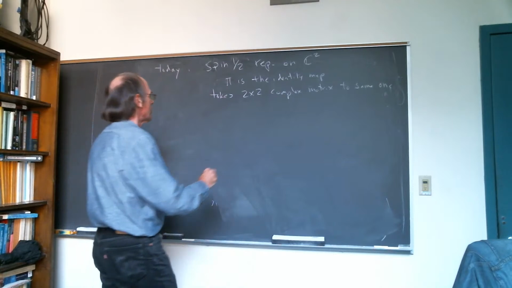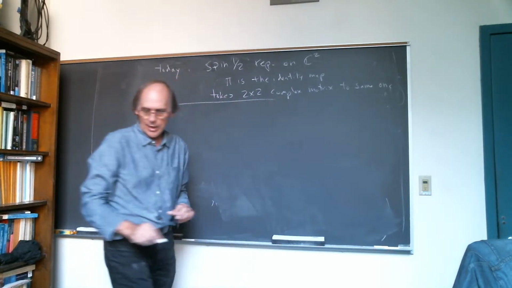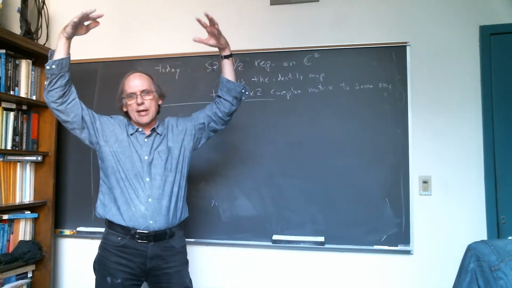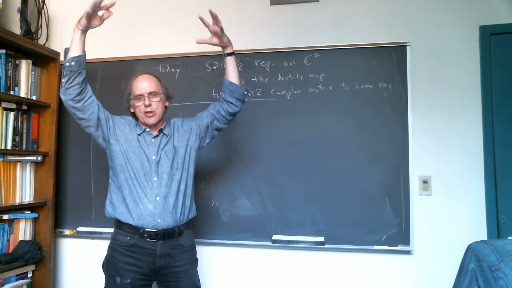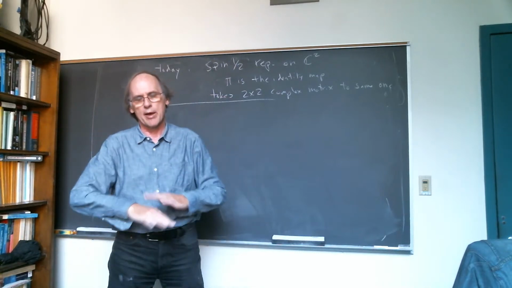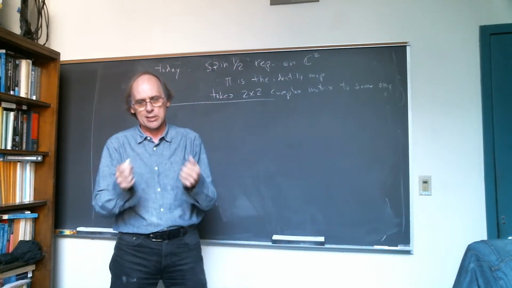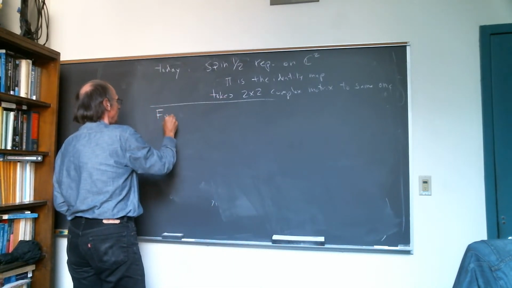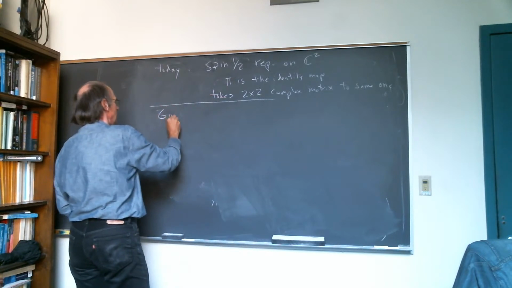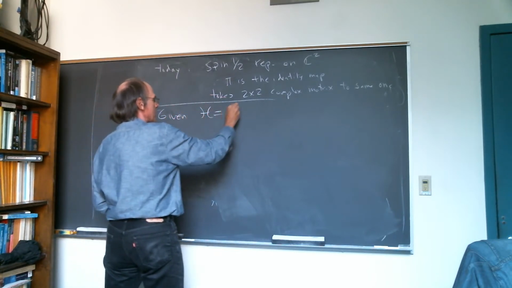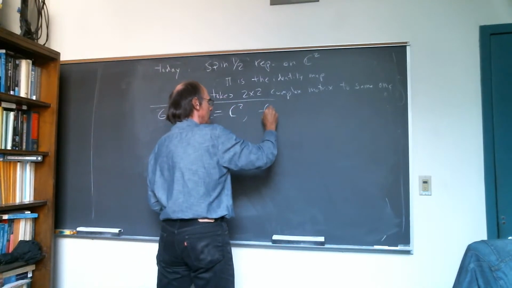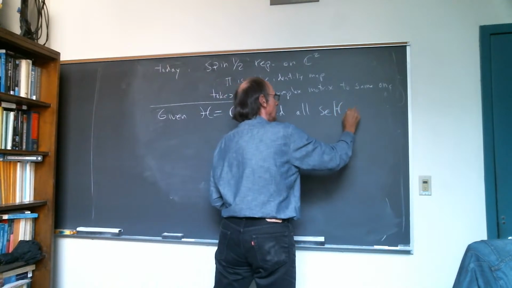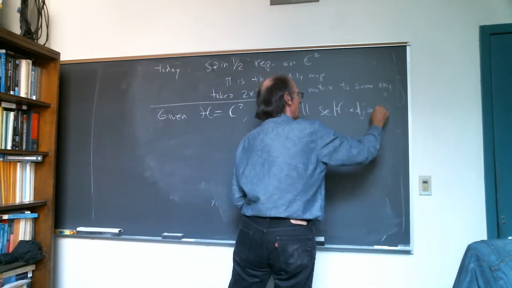So let me start to go through this carefully. I'm going to start now, instead of from the abstract world of looking at all representations, from the ground below and say: given that your state space is C2, find all self-adjoint linear operators.